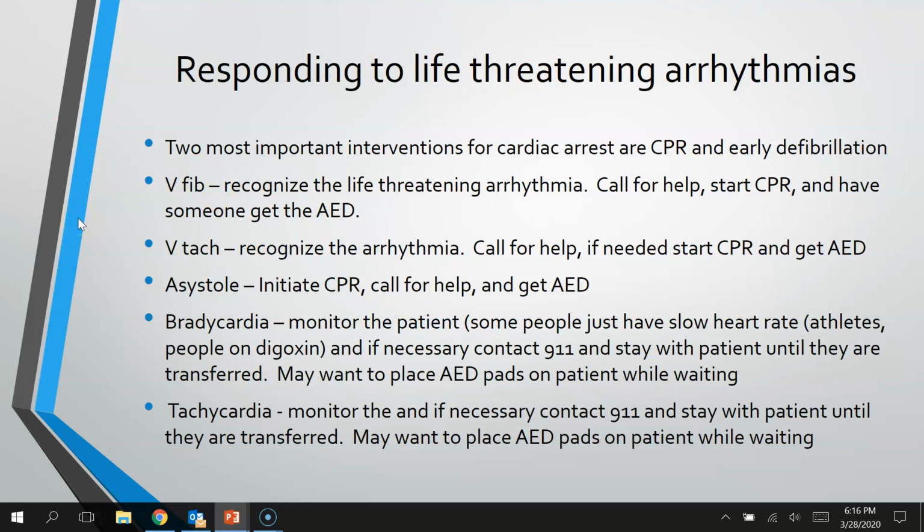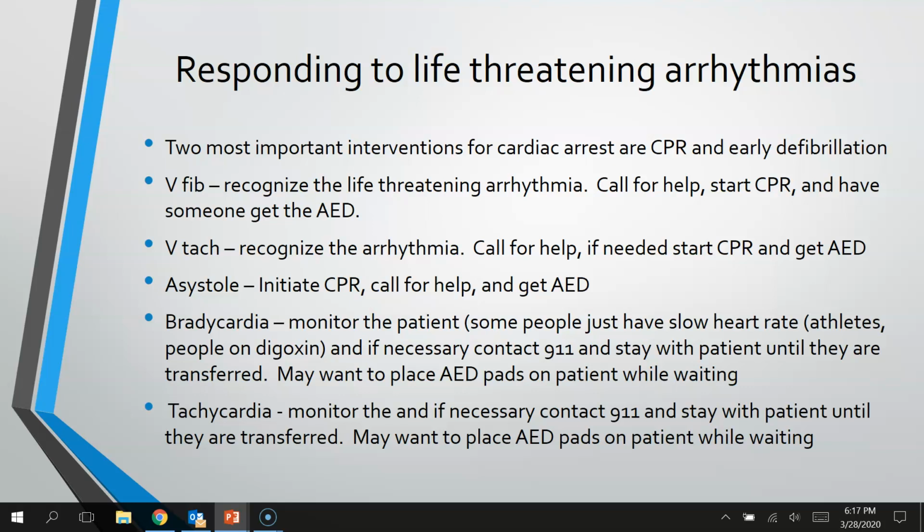Again, life-threatening arrhythmias that we need to be concerned for. VFib is a life-threatening arrhythmia. We are going to call for help, start CPR, and have somebody grab that AED. VTAC, we recognize it as an arrhythmia. What we're hoping is that it doesn't turn into VFib. We're going to call for help if they're not perfusing, or if it goes into VFib, we can start CPR. But we're also going to get that AED, because the AED may be able to shock the patient and shock the heart back into a normal rhythm.